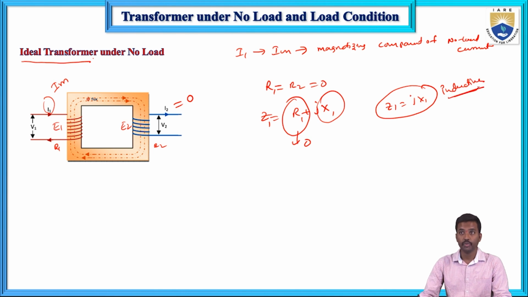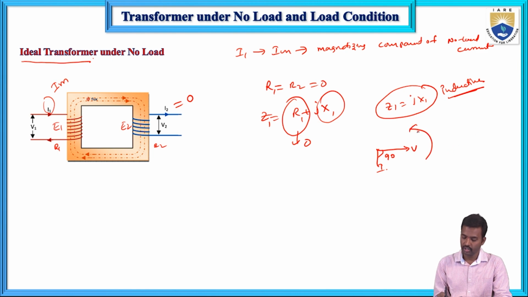So in case of a pure inductive circuit, current lags voltage by 90 degrees. This we know. If you rotate anticlockwise in this way, this is the current and this one is the voltage. Is it clear? This is 90 degrees. So current lags voltage by 90 degrees.